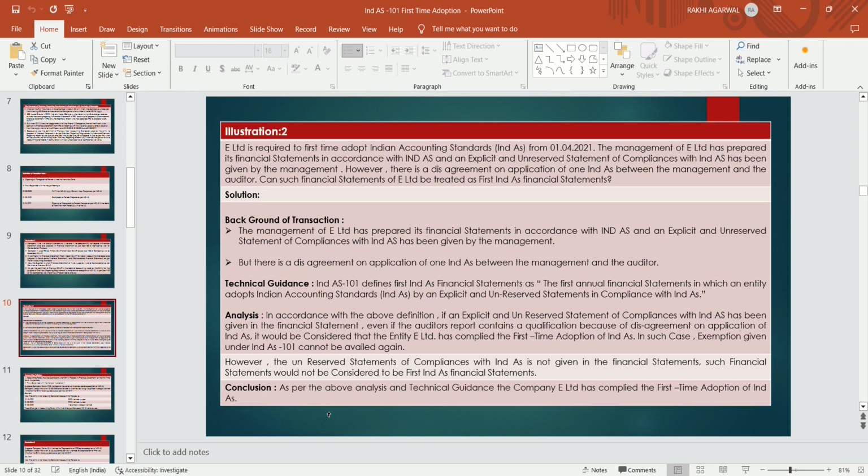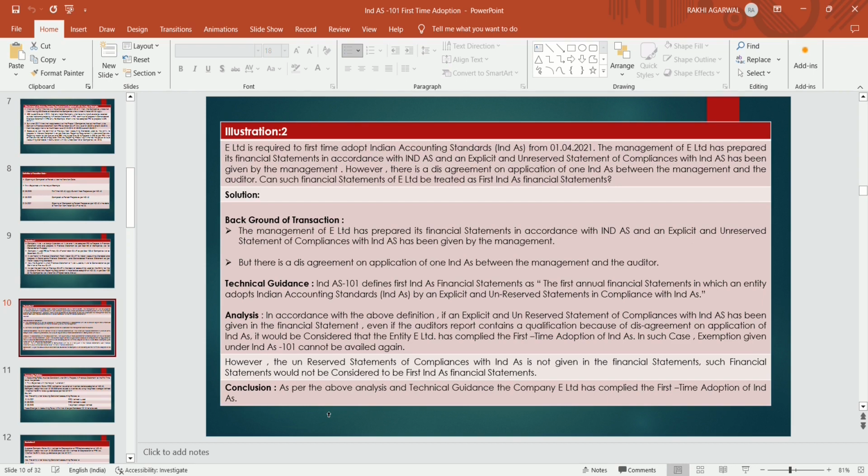Yes, it will be treated as first IND-AS financial statement even if the auditor disagrees. So the background of the transaction is that the management of E Limited has prepared its financials in accordance with IND-AS and an explicit and unreserved statement of compliance with IND-AS has been given by the management. But there is a disagreement on application of one IND-AS. Only one IND-AS, there is a disagreement between the management and auditor. What was the technical guidance as per the standard?